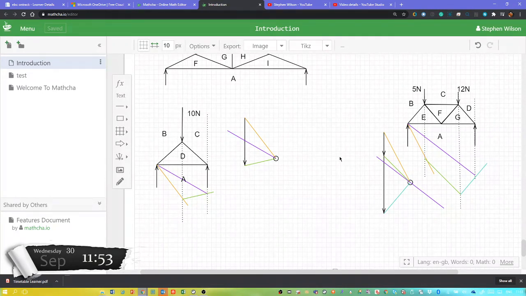I'm going to stop there, and in the next video we'll quickly recap this, and we'll look at how we apply Bow's notation to this process, and then what we do next.